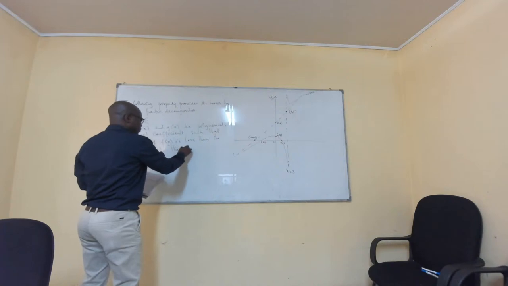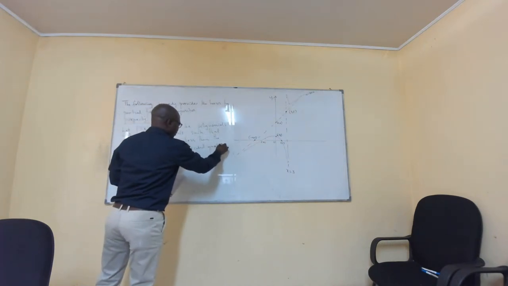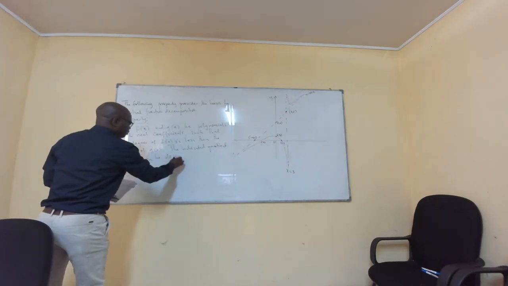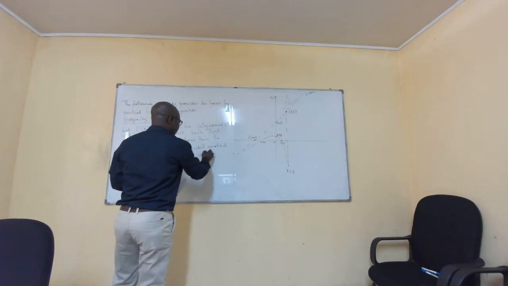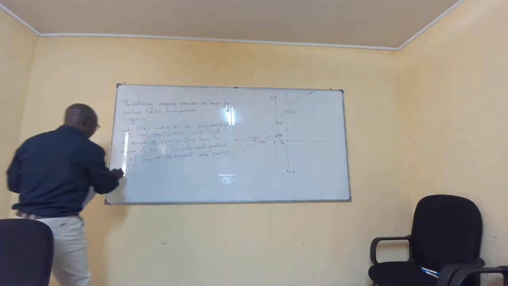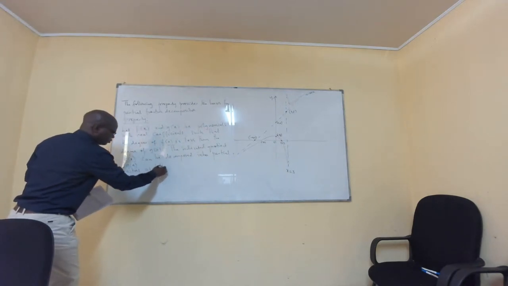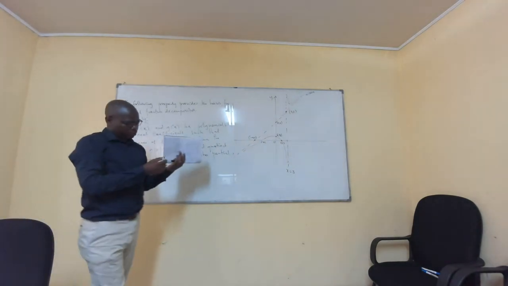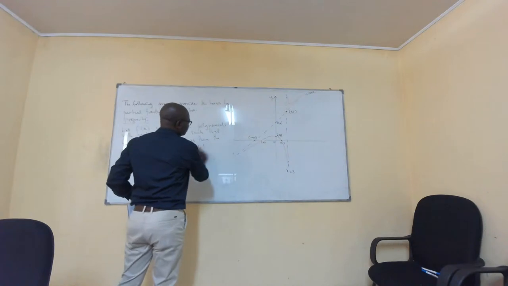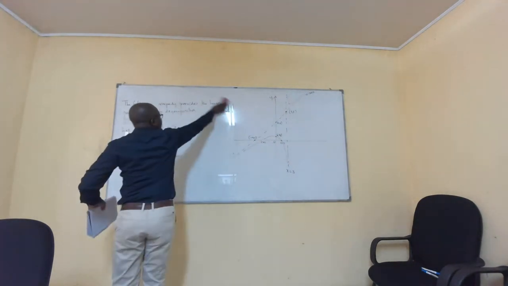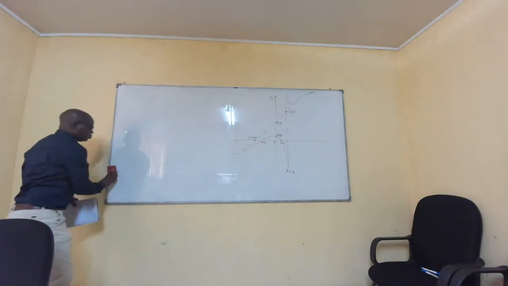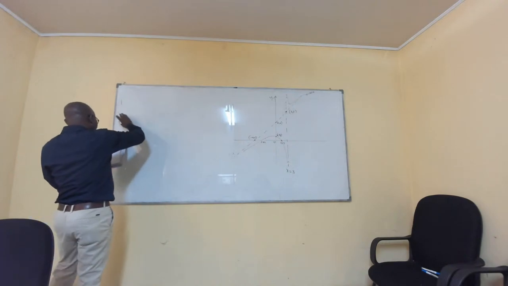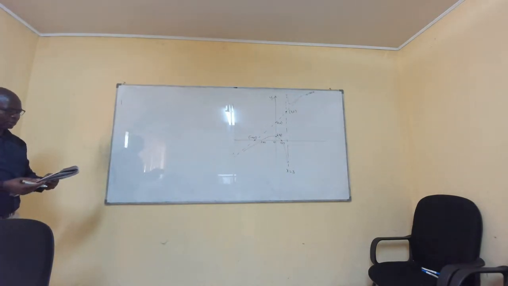The indicated quotient f of x over g of x can be decomposed into two partial fractions as follows. Please, we have to observe what I'm about to give. One, remember f of x is the numerator, it's the polynomial sitting in the numerator, and g of x is the polynomial sitting in the denominator.